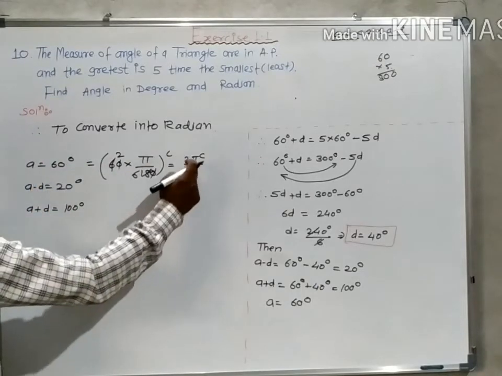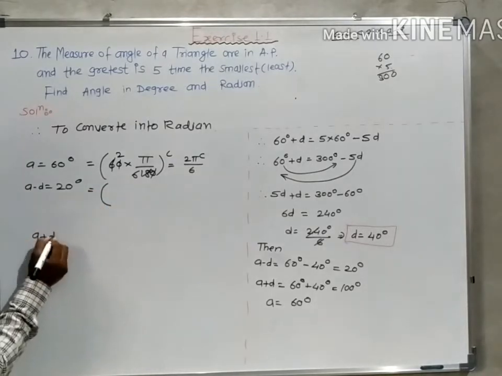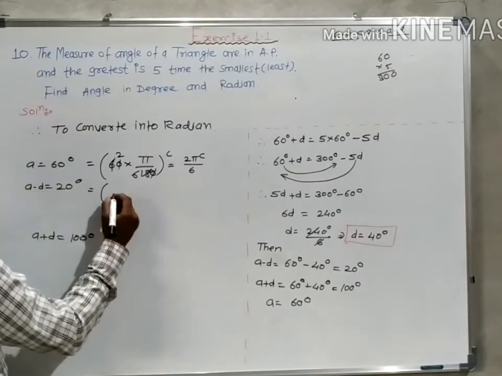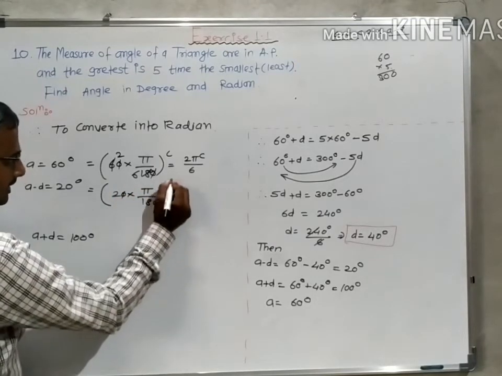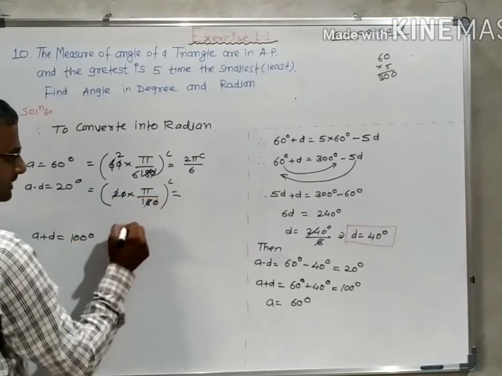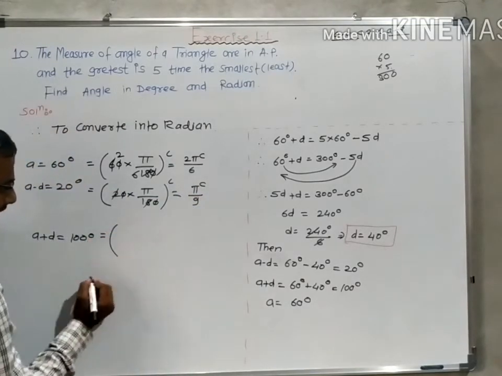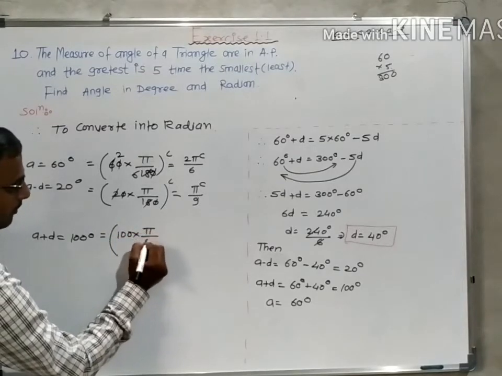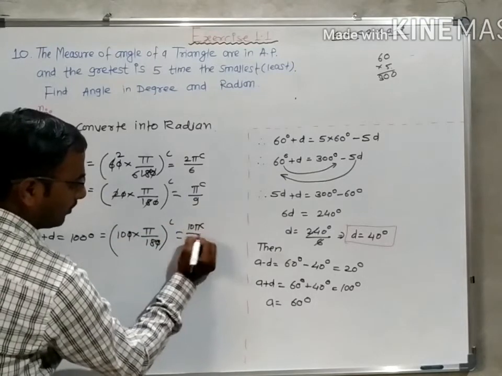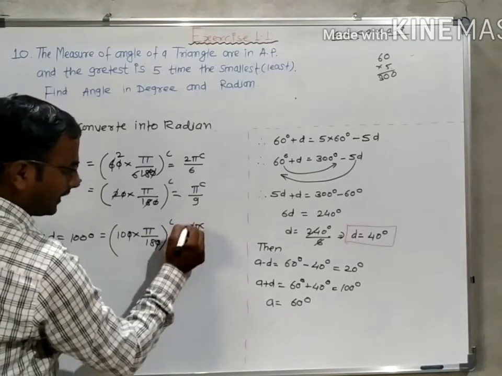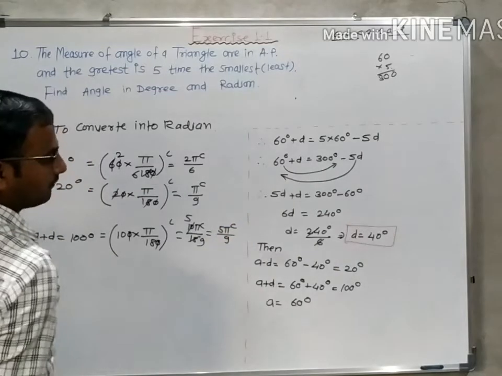Now 20 degree converted into radian: 20 into pi upon 180, the zeros get cancelled, 2 1s are 2 and 2 9s are 18. So this is pi radian upon 9. Next, 100 degree converted into radian: 100 into pi upon 180, the zeros get cancelled, so this is 10 pi radian upon 18. 2 5s are 10 and 2 9s are 18, so this is 5 pi radian upon 9.